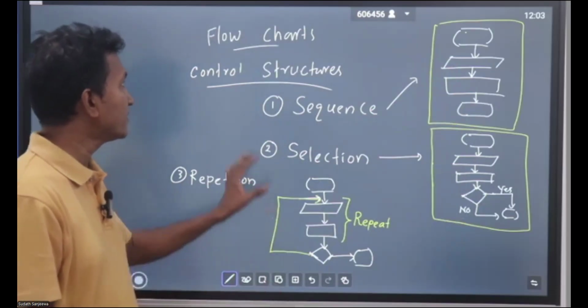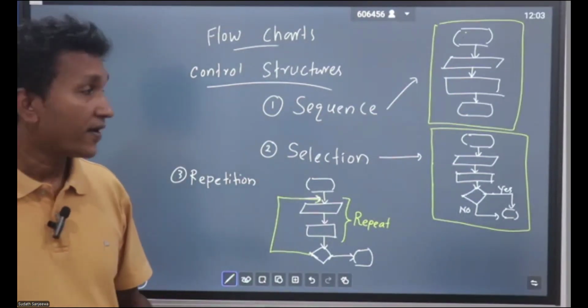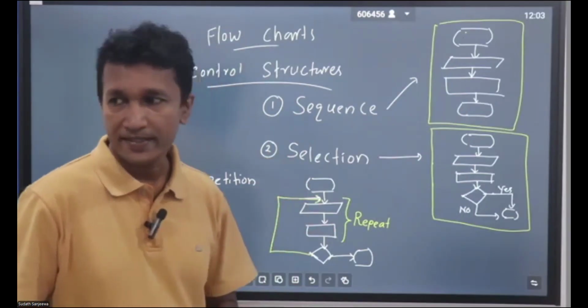Right. Take this down, control structures, and write down these three control structures: sequence, selection, and repetition. Right.